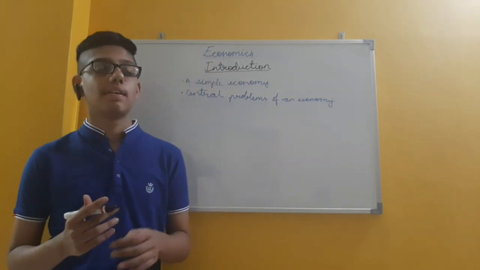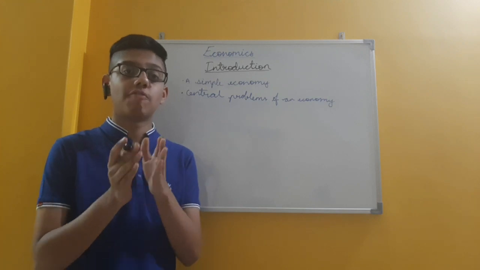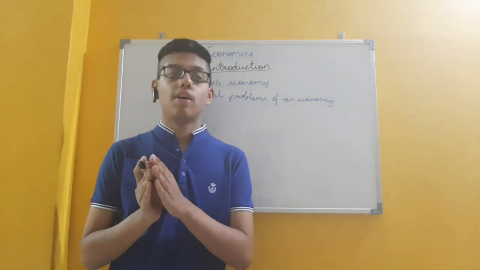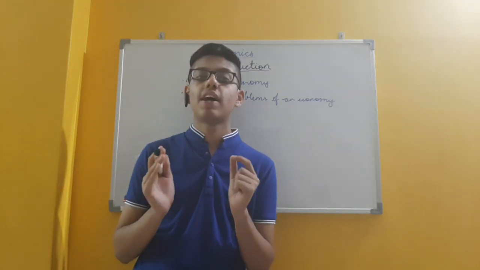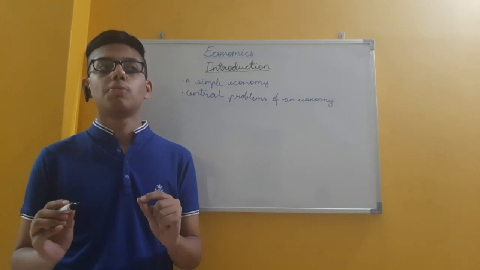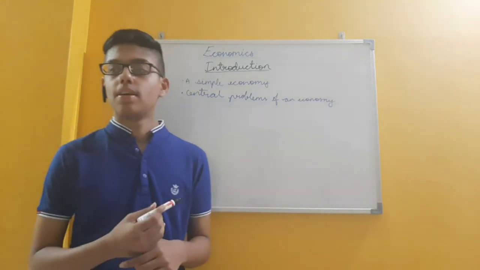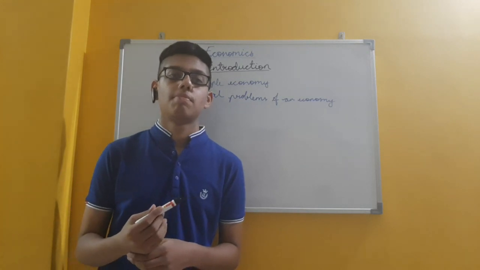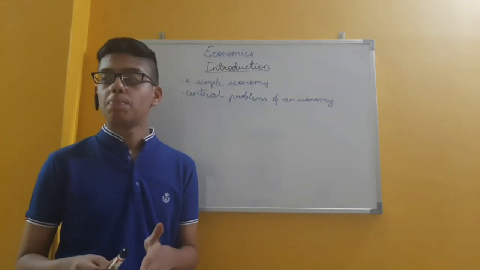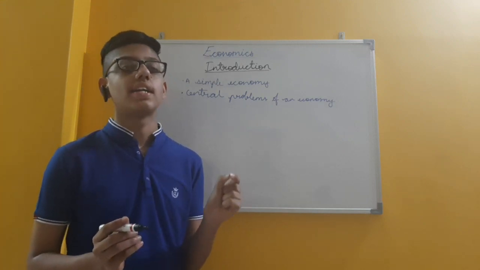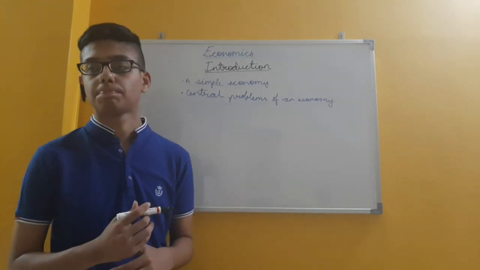Consumption goods means the goods that are used by the final consumers, but the investment goods are not used by the final consumers, but they are used by the producers to produce some other products. The investment goods, for example, machineries. Machineries are used to produce other goods so that it can boost production and consumption in the future.